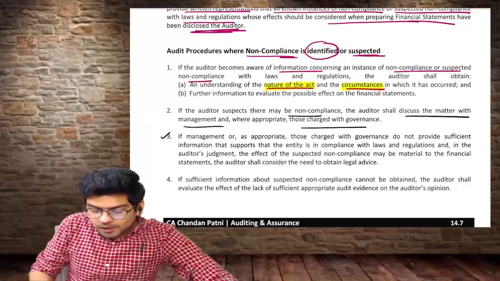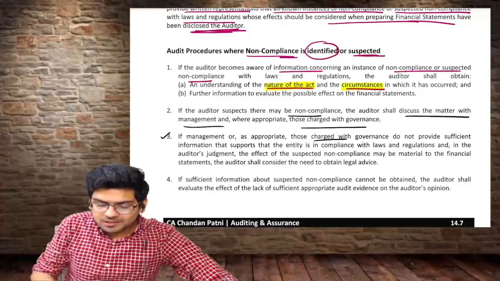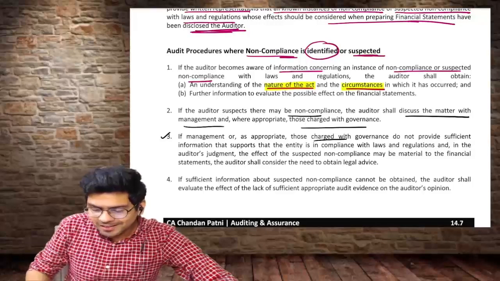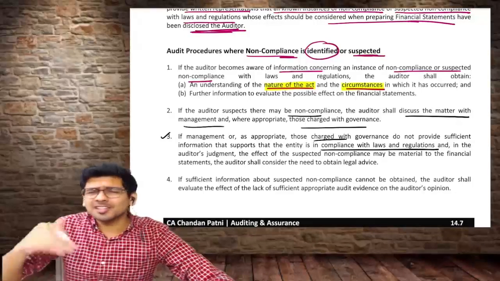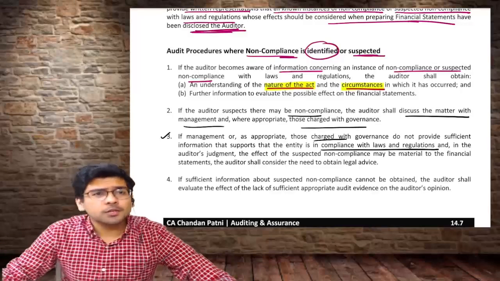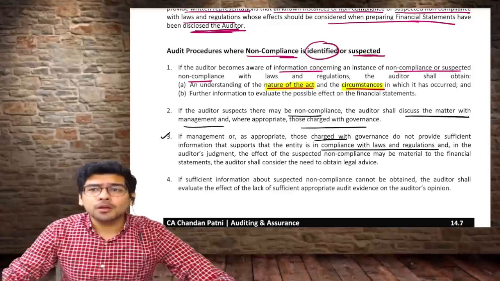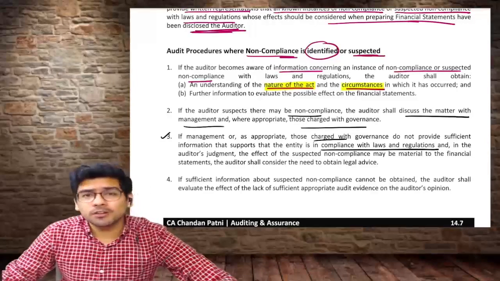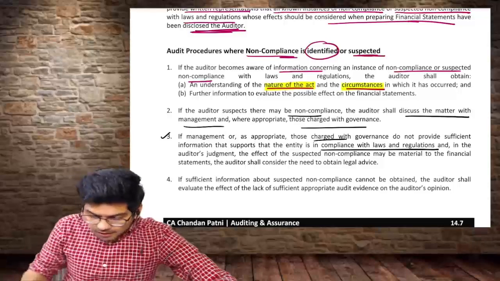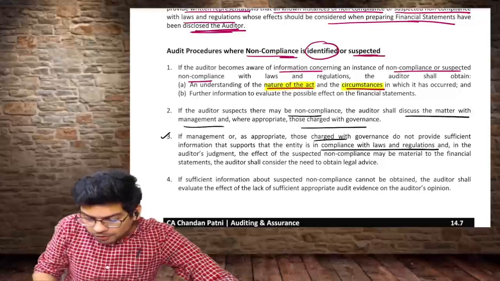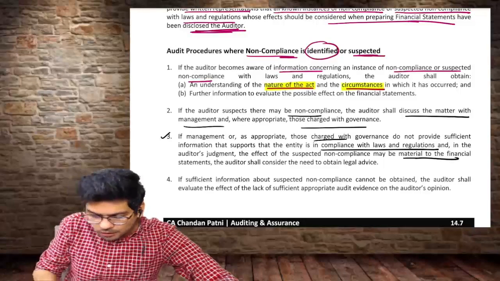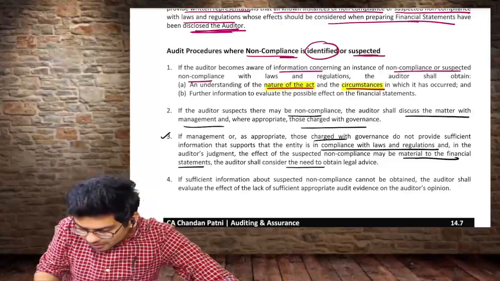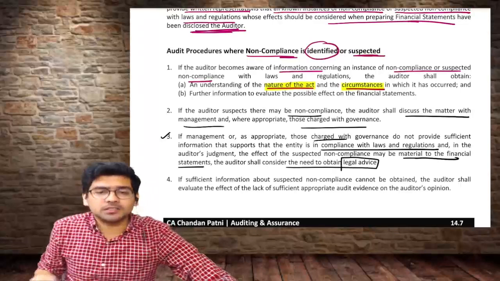Now, if the management or TCWG do not provide sufficient information that supports their entity's compliance with the laws and regulations, let's say they do not respond well and do not give us adequate information to prove that they have complied, then what can be done? In the auditor's judgment, if the effect of the suspected non-compliance may be material to the financial statements, the auditor shall consider the need to obtain legal advice.